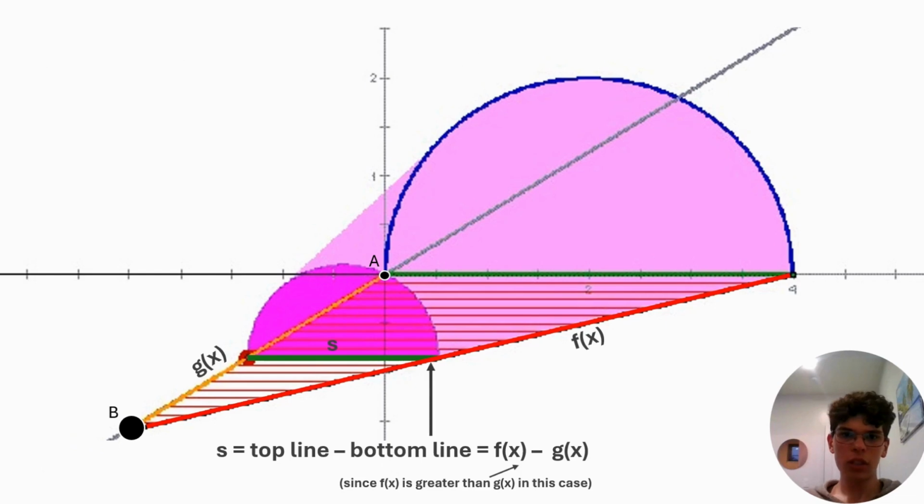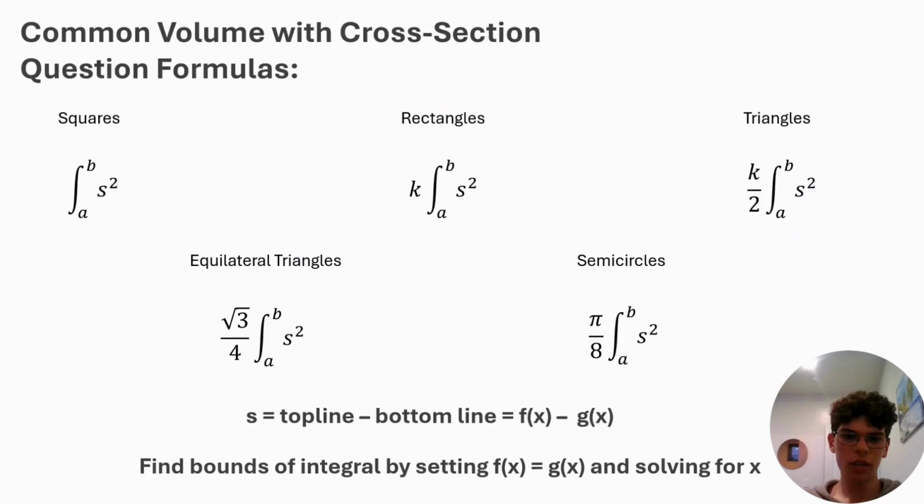To get this, we need this green line, which I'll call S, which is the top line minus the bottom line. To find the bounds of our integral, just set f of x equal to g of x and use your brain. These are expressions for different cross-sections.